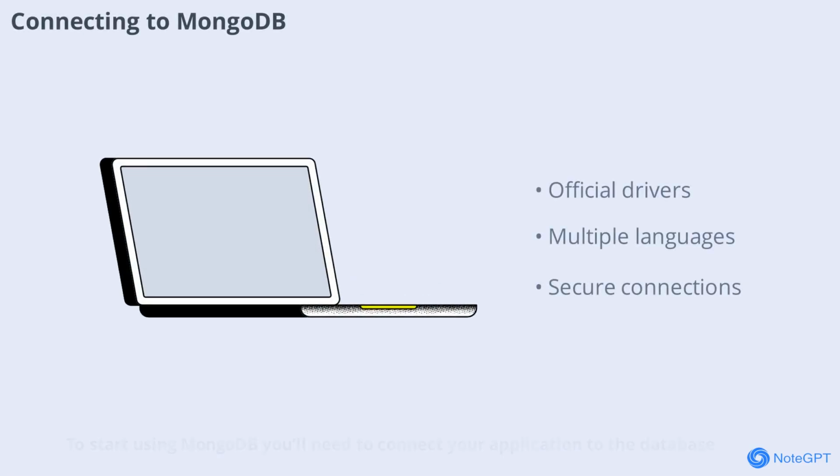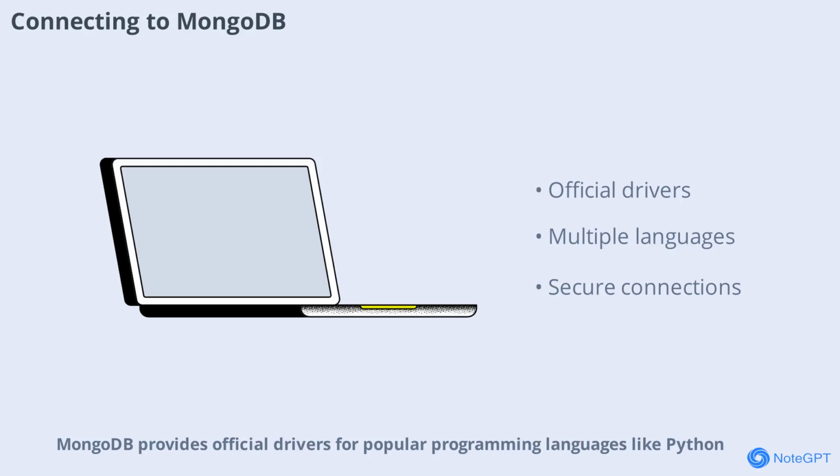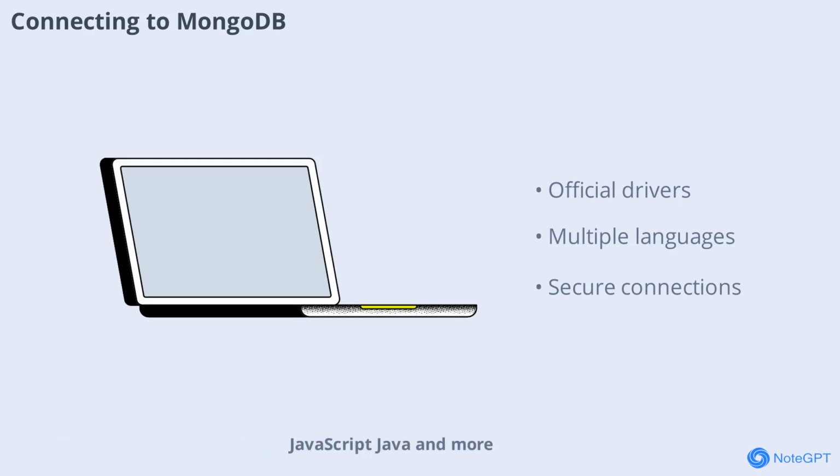To start using MongoDB, you'll need to connect your application to the database. MongoDB provides official drivers for popular programming languages like Python, JavaScript, Java, and more. These drivers make it easy to interact with your database, perform CRUD operations, and manage connections securely.